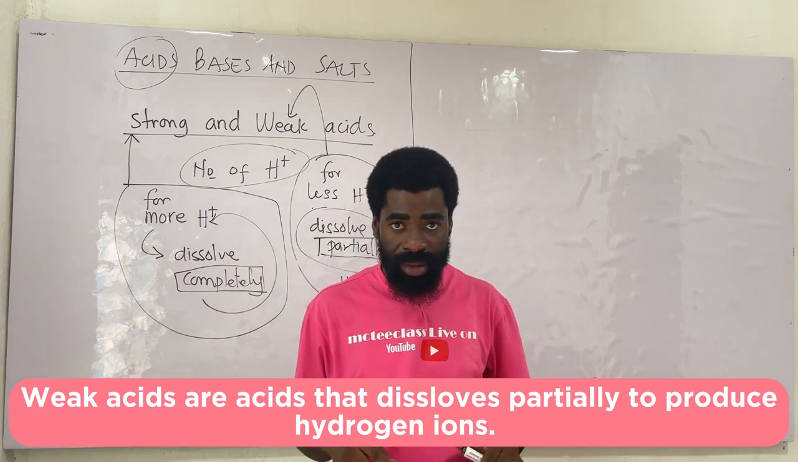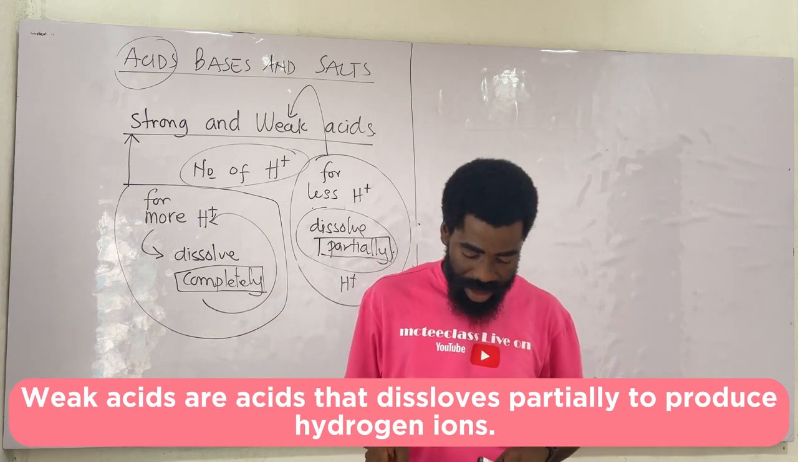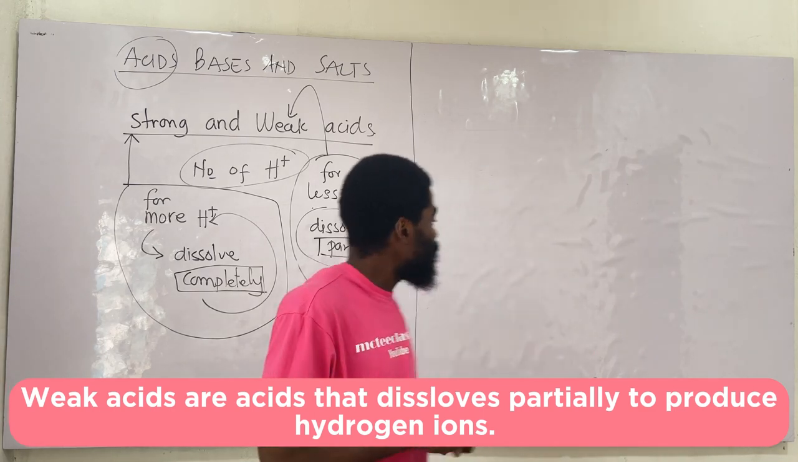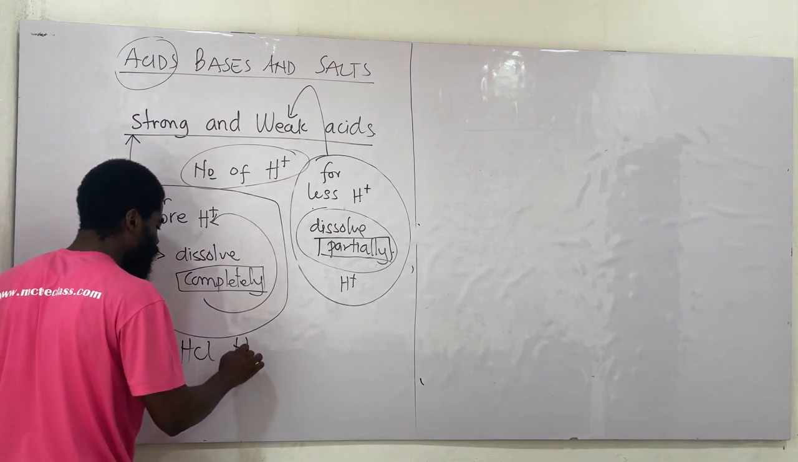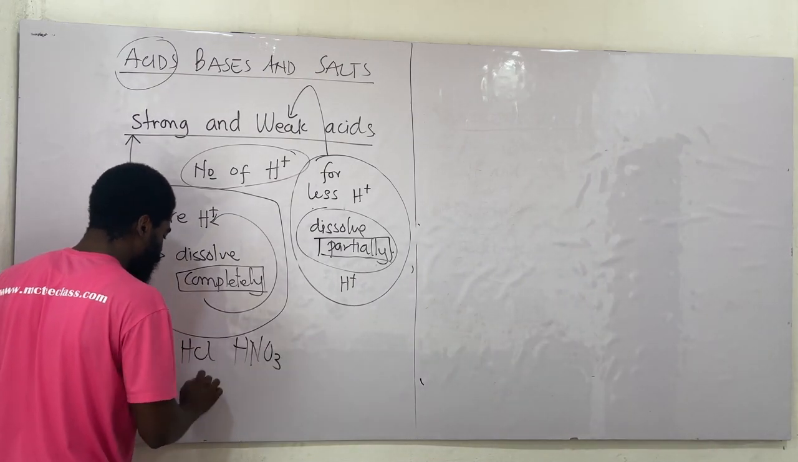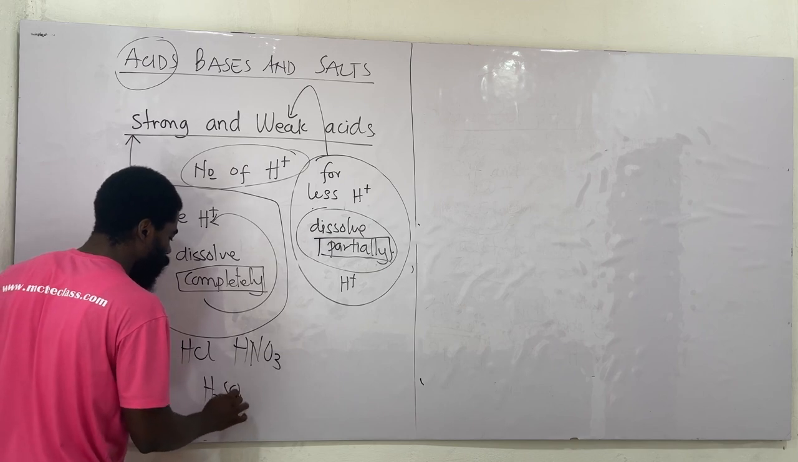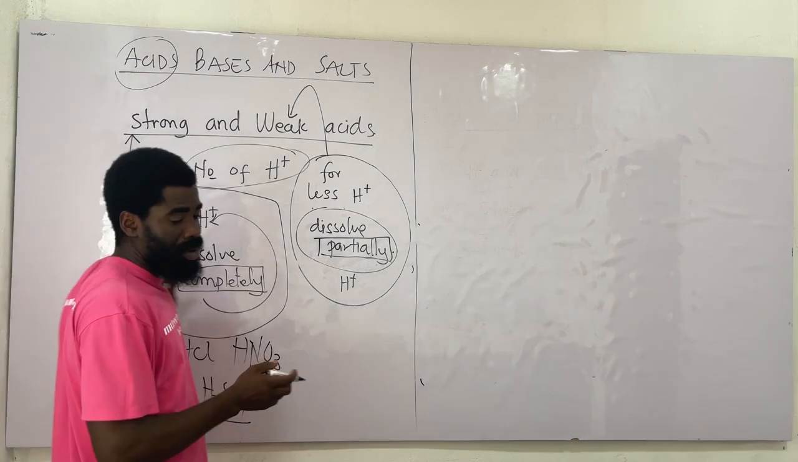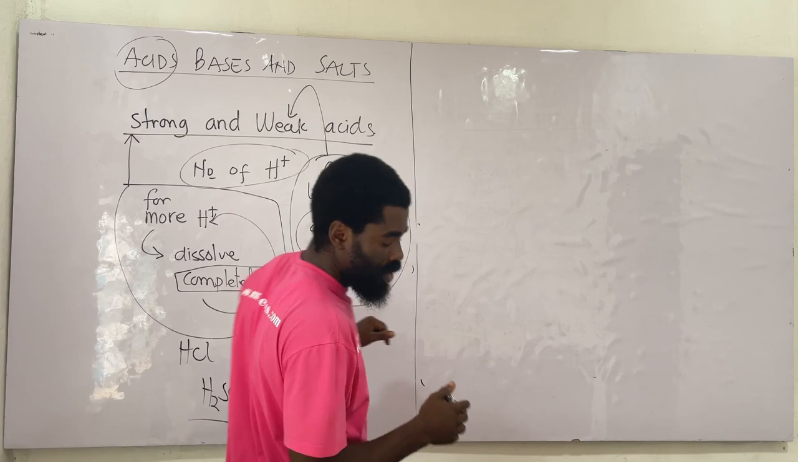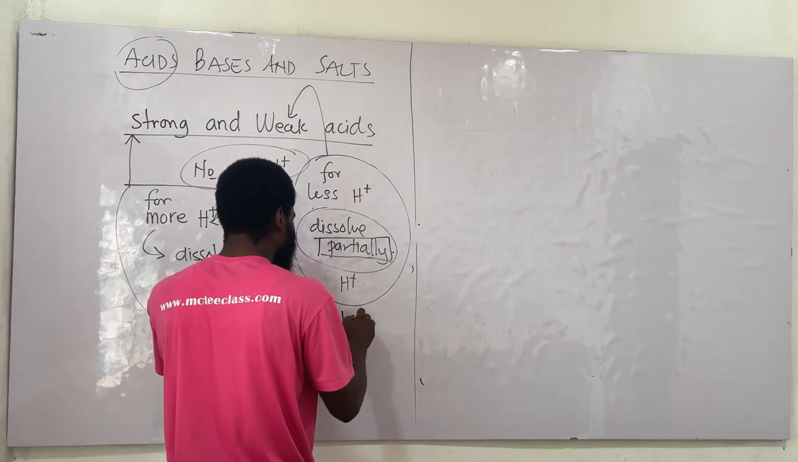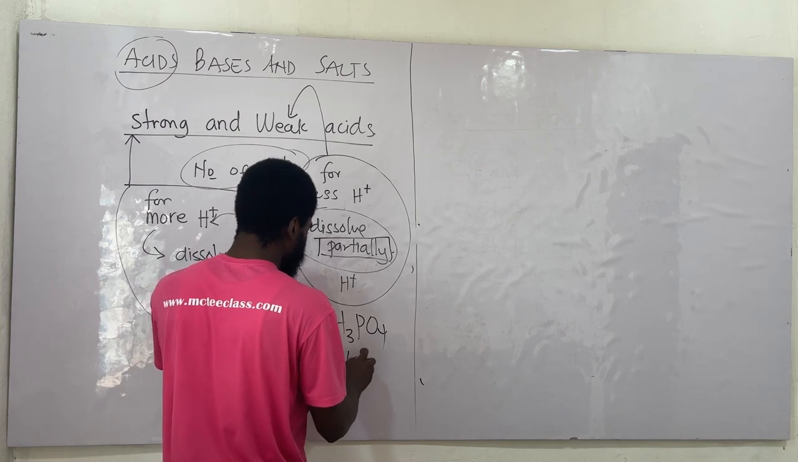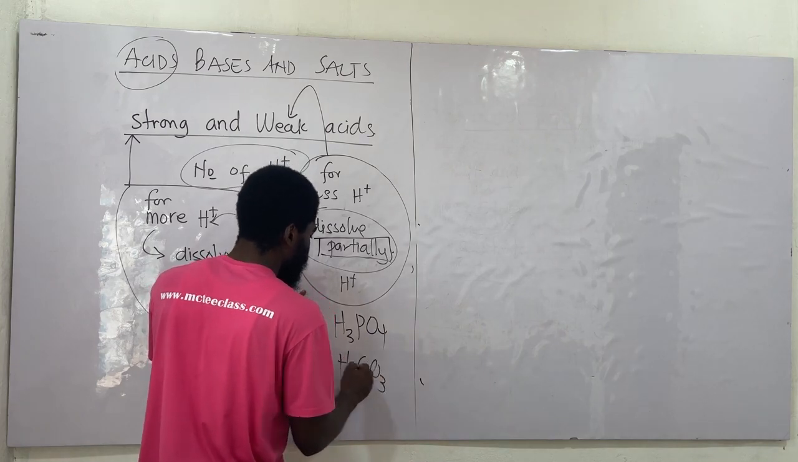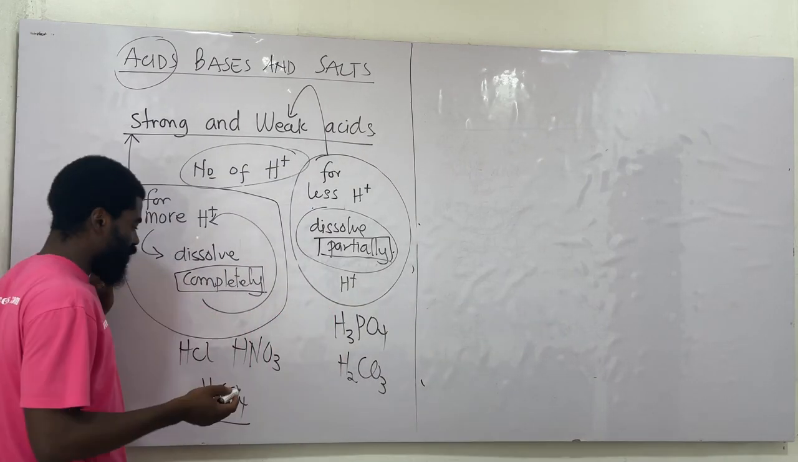I hope you understand this. Good. That's very, very important. So examples, we have HCl, we have HNO3, we have H2SO4. These are examples we have all in the notes. Then we have examples of weak acids, the phosphoric acid, H3PO4, then H2CO3.